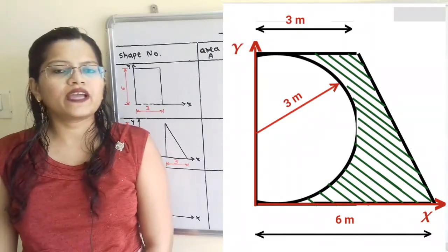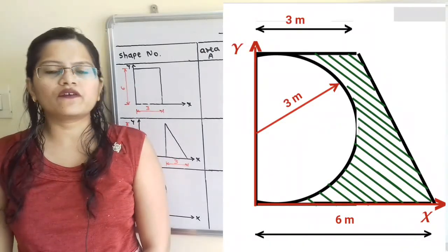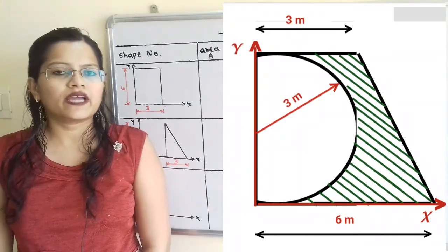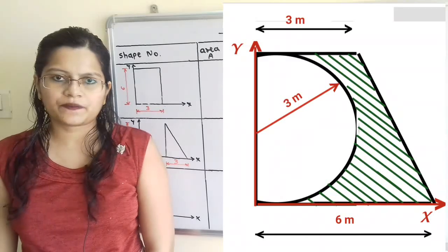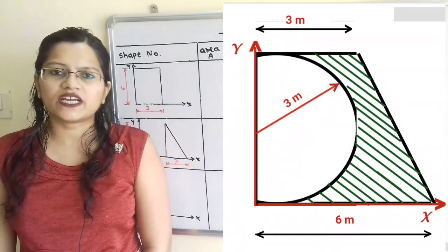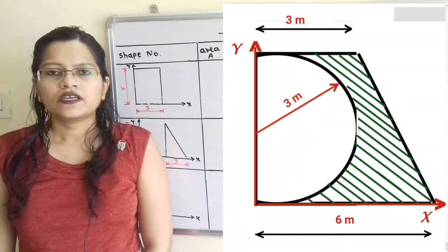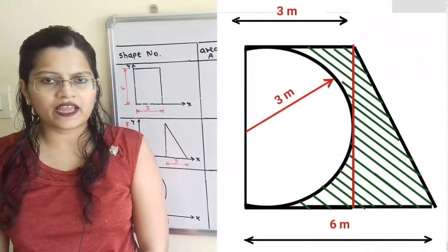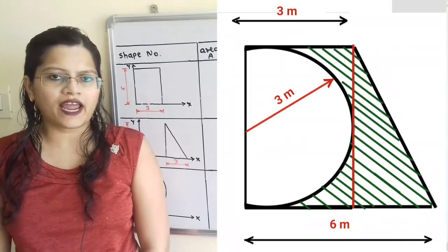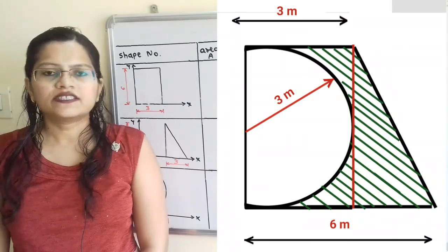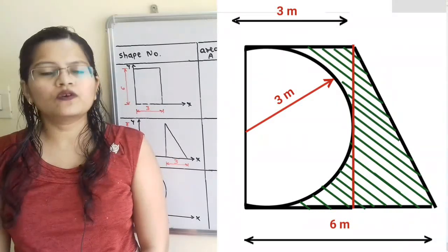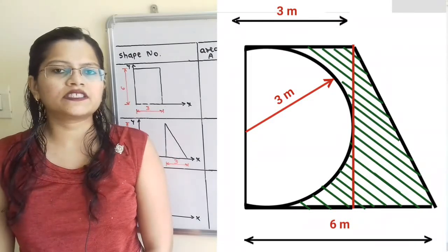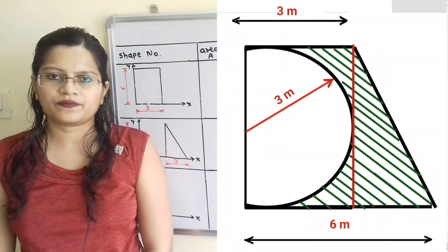In this video, we have to find the moment of inertia of the shaded area with respect to the x-axis and y-axis. How to calculate the shaded area? If we divide this total area in the form of a rectangle, a triangle and a semicircle, then the shaded area is equal to the area of the rectangle plus the area of the triangle minus the area of the semicircle.